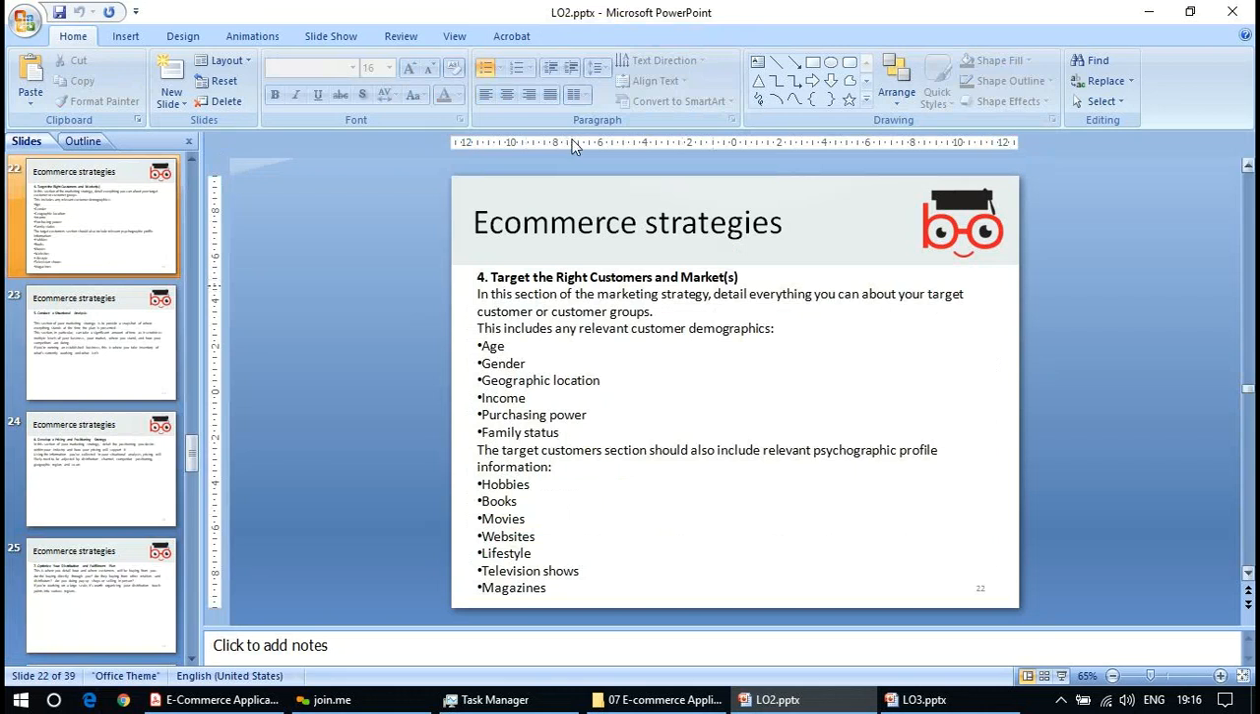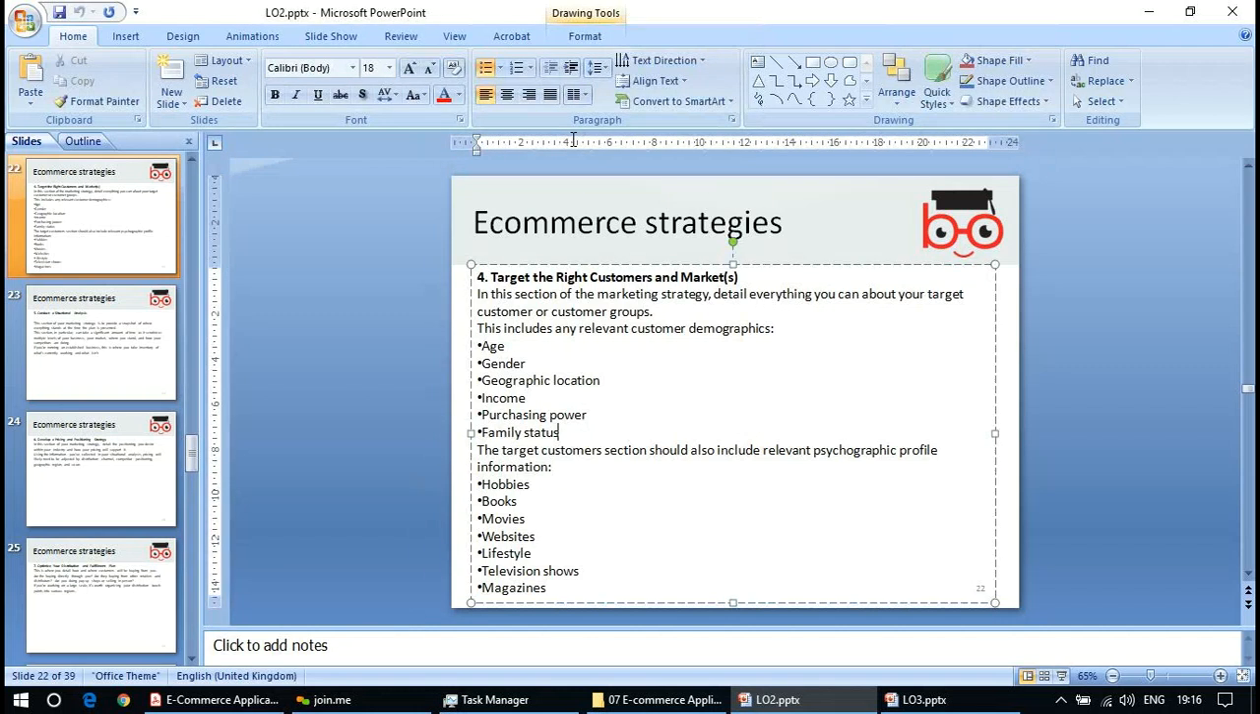Target the right customers and markets. So the target depends on the age, gender, geographic location, income, purchasing power, family status, isn't it? If you know who's interested, about their age, gender, and these things, you can better target them.